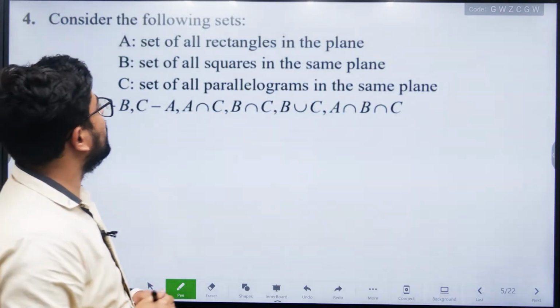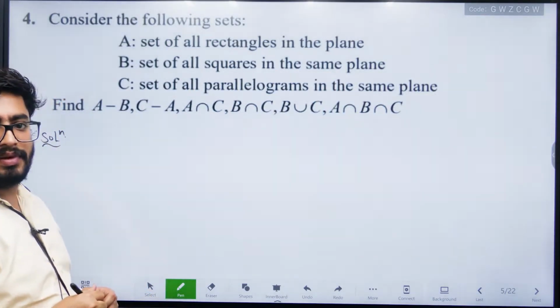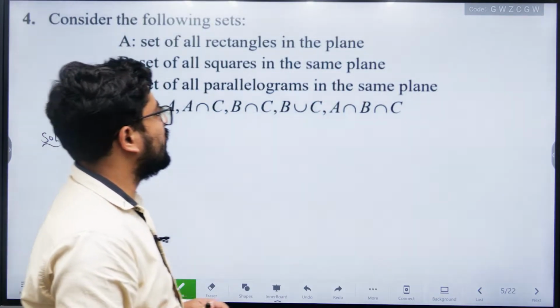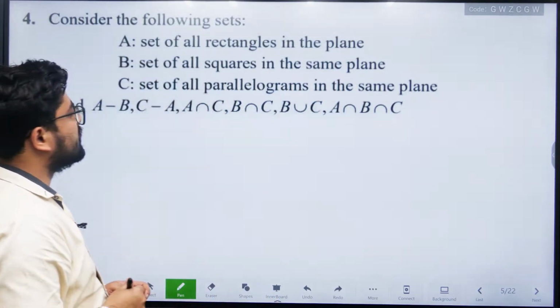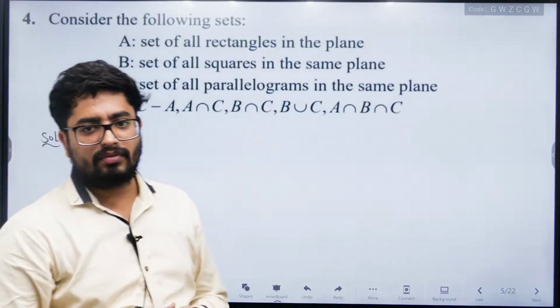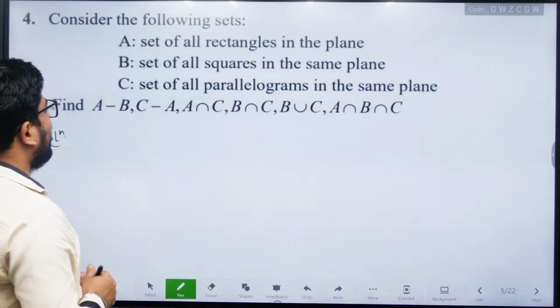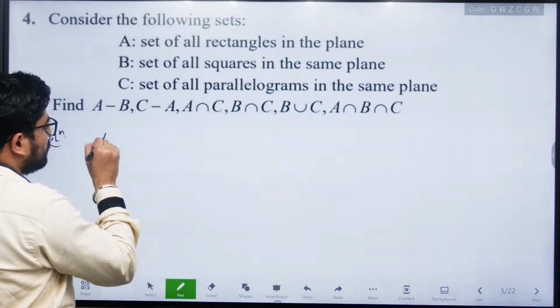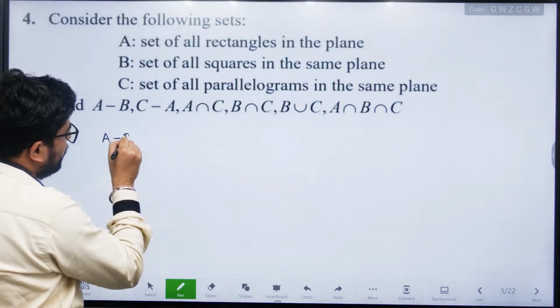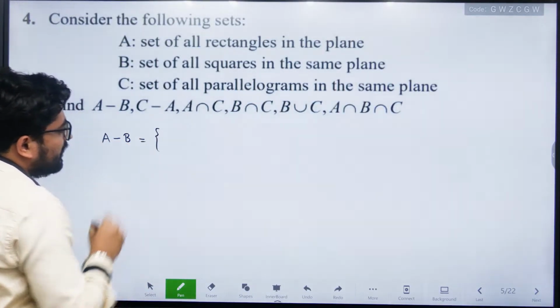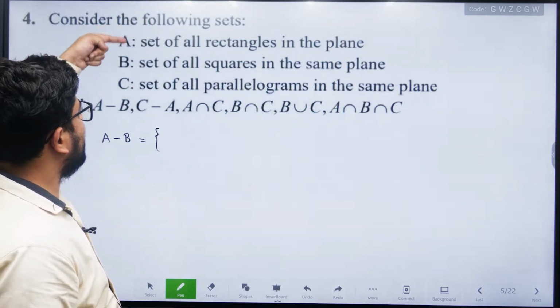So consider the following sets. A is the set of all rectangles in a plane. Okay, B is the set of all squares in the same plane. Okay, C is the set of all parallelograms in the same plane. Okay, now find A minus B. A minus B is what? A minus B set, which is in A but not in B.